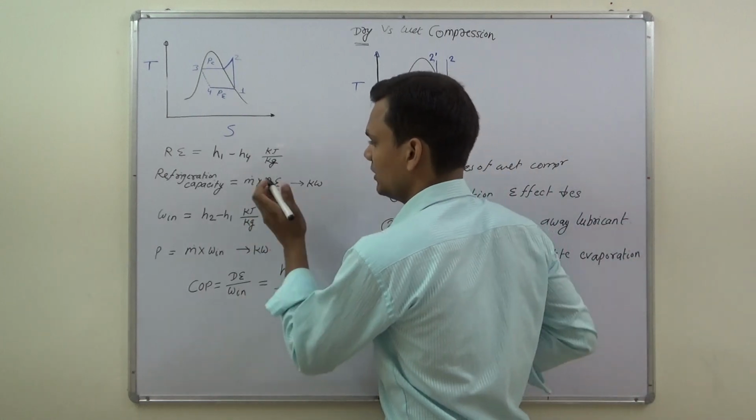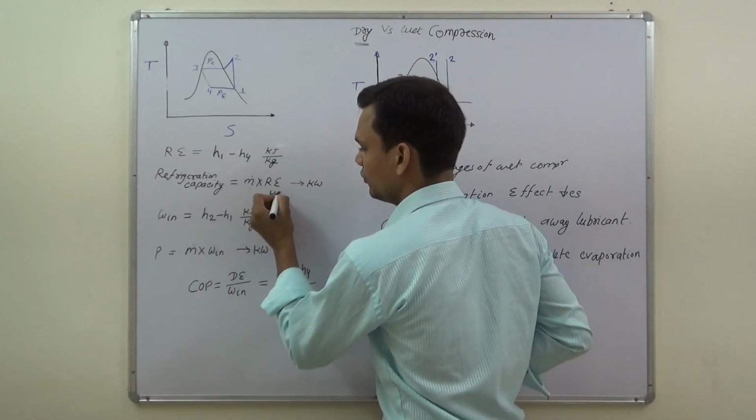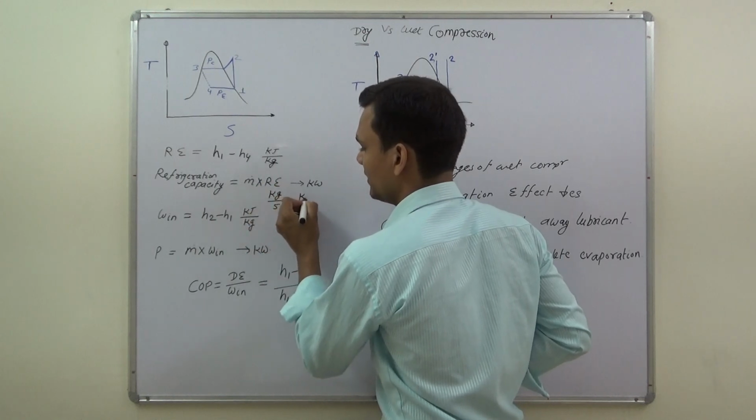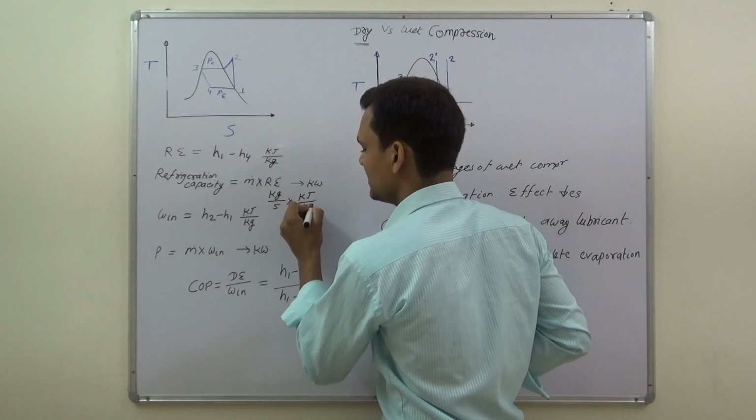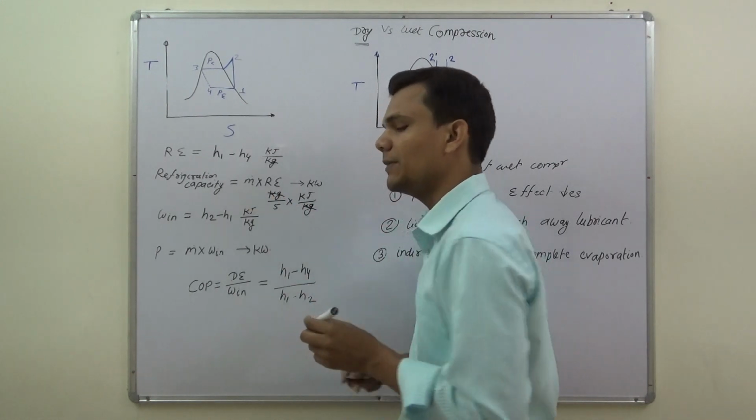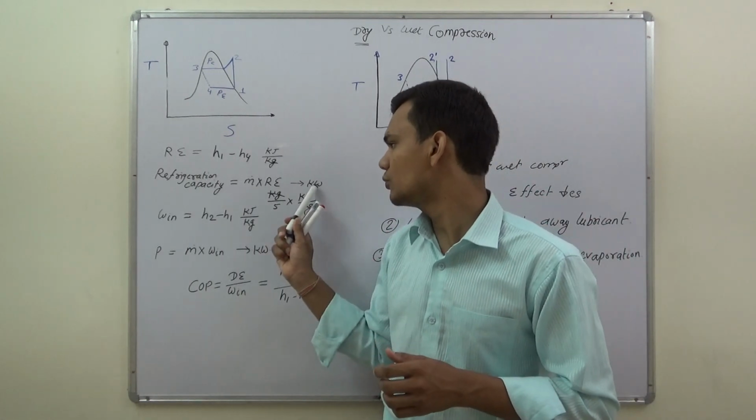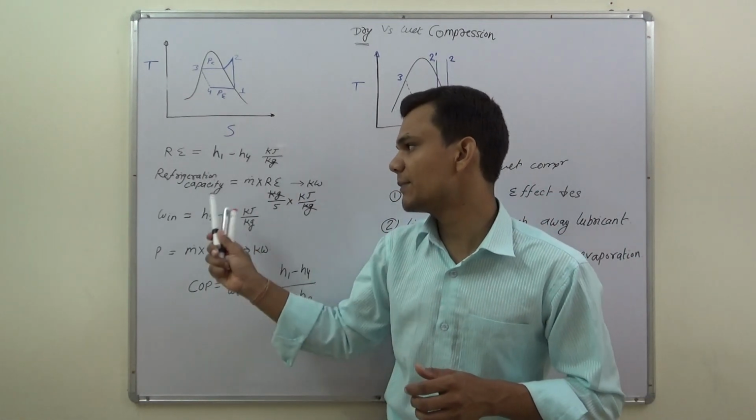How can we derive the unit kilowatt? The unit of mass flow rate will be kg per second and refrigeration effect will be kilojoule per kg. Kg gets cancelled and you know very well kilojoule per second is equal to kilowatt. So this is the unit of refrigeration capacity.